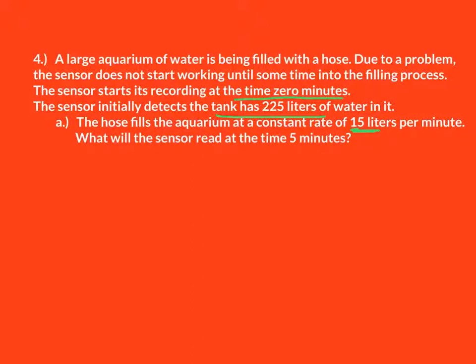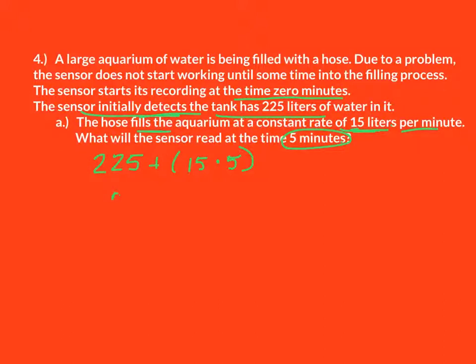Okay, so I know that when it begins, it already has 225 liters in it. And it's filling, so that means it's going to be adding at a constant rate of 15 liters per minute, and we're going 5 minutes. So that means 15 times 5. There it is, 15 times 5. Well, I just need to simply solve this problem.